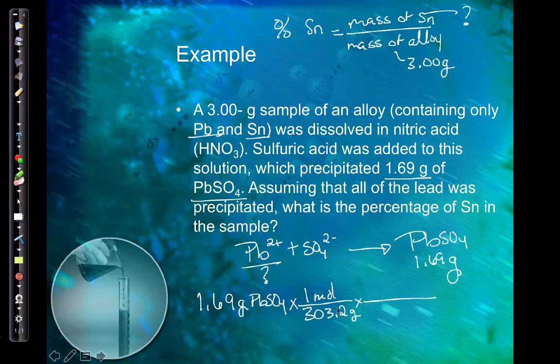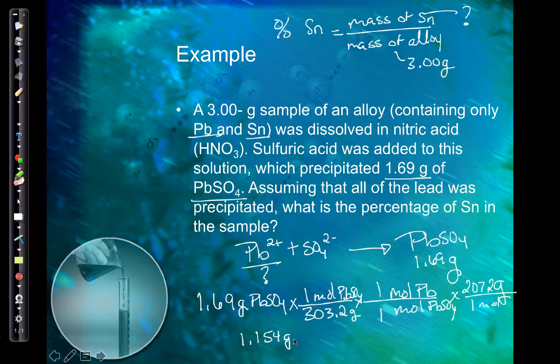Now I'm in moles of what I have. Now I can go to moles of what I want, which is the lead, which happens to be a 1-to-1 ratio. Then I can figure out how many grams made this. That's 207.2, and that's going to give me 1.154 grams of lead.